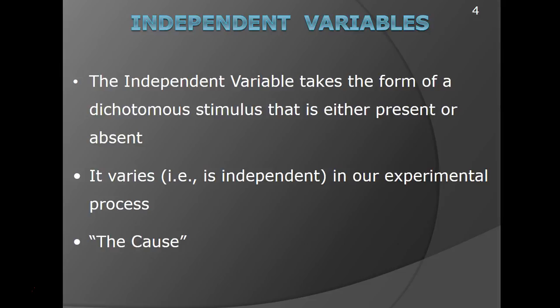The independent variable that we're talking about in experimental designs takes on the form of a dichotomous stimulus that is either present or absent. It might vary within our experimental process. This is the cause. The independent variable in the example I just gave you would be recidivism. Sorry, backwards. The independent variable would be whether the offender is incarcerated or non-incarcerated.